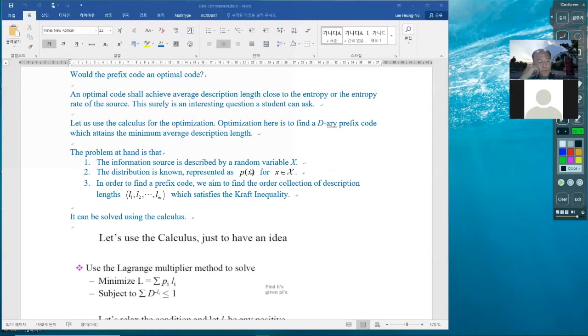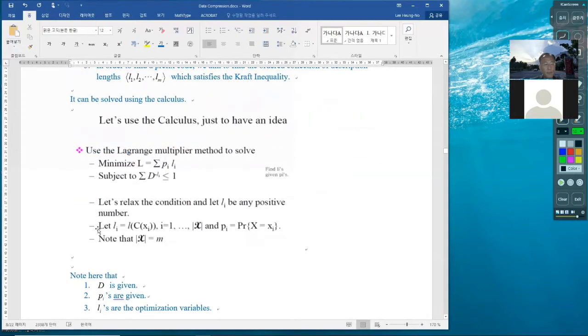Now, we aim to find the ordered collection of description lengths, which satisfies the Kraft inequality. Here, given are D, the size of the alphabet, and p(x), and we want to find the l_i's. That's the problem. So we can use calculus.